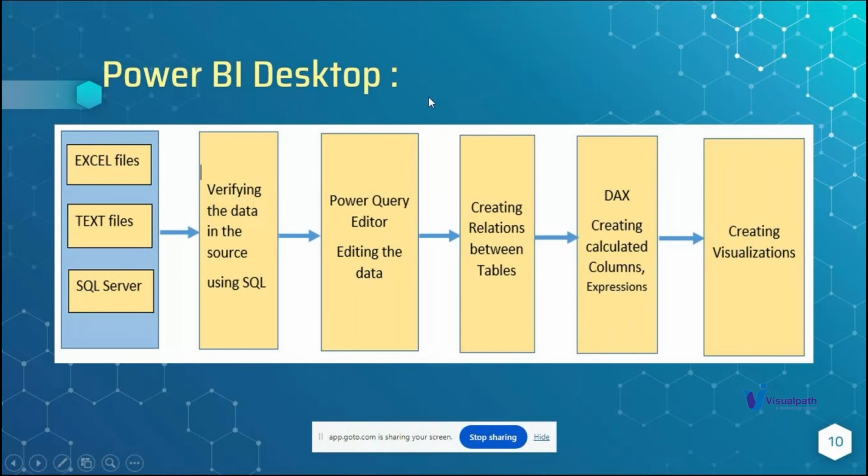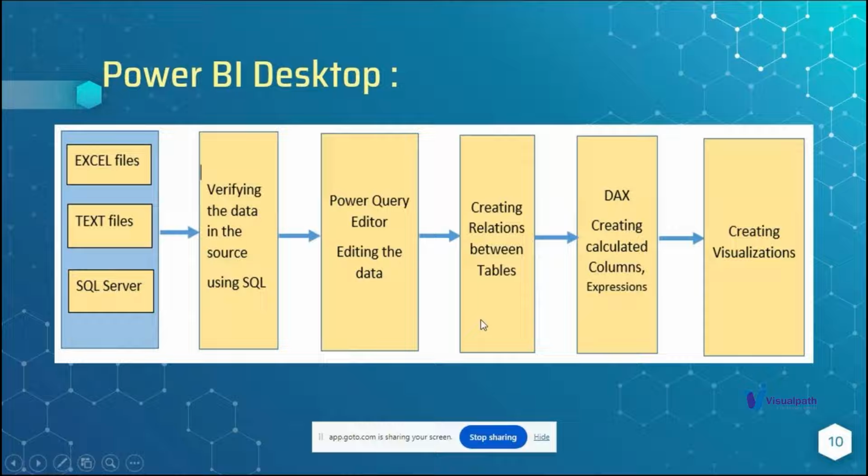In this slide, I am showing the sequence of activities we will follow for creating visualizations using Power BI Desktop. On the left side, you can see different types of files and databases. First step, even before going to Power BI, you need to verify the data at the source level using SQL. Second step, there is a Power Query editor in Power BI. Using Power Query editor, we can edit the data as per our project requirement. Third step, we need to create relations between the database tables.